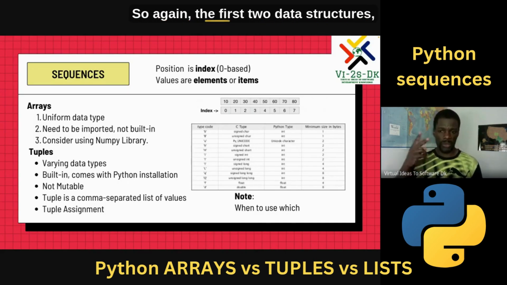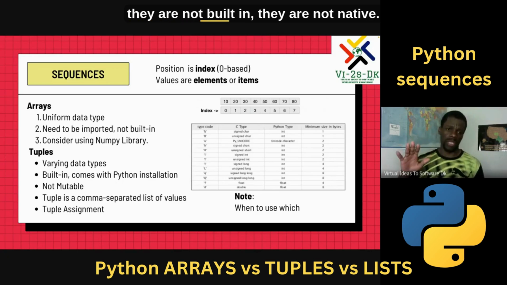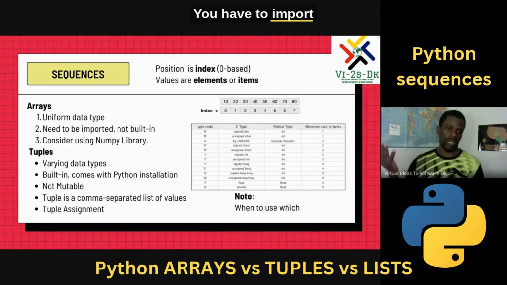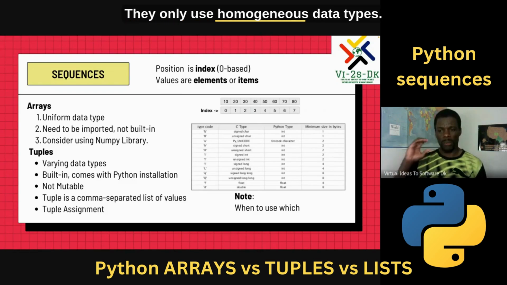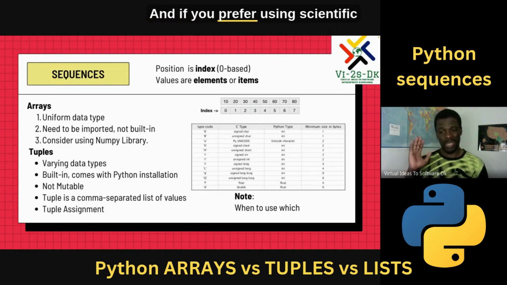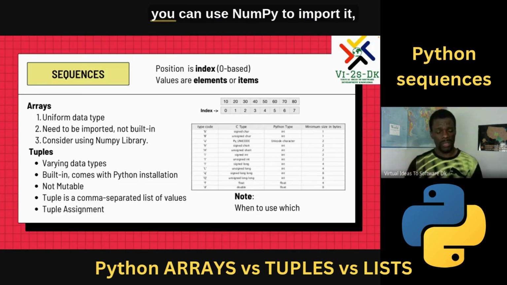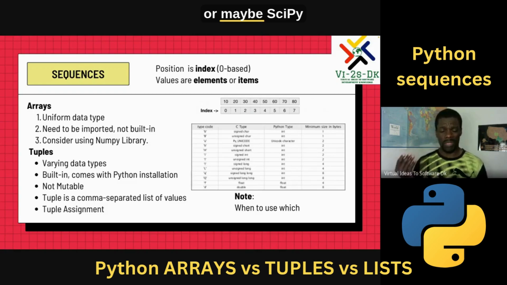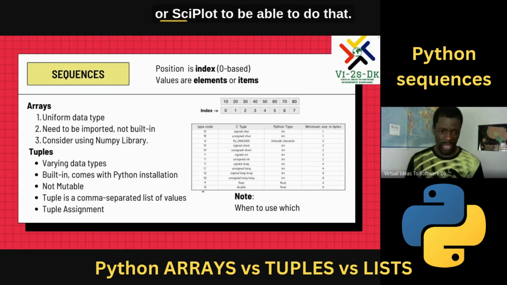So again, the first of the data structures, arrays, are not built in, they're not native. You have to import them for you to use them. They only use homogeneous data types. And if you prefer using scientific methods or numbers, you can use NumPy to import it, or maybe SciPy or Scikit to be able to do that.